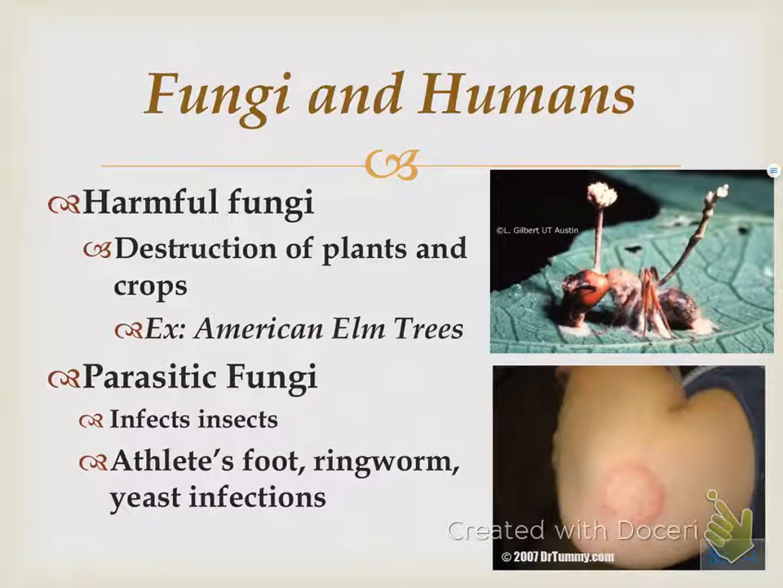But there are some other problems. So you have your harmful fungi. So destruction of plants and crops, like American elm trees. That's a big issue right now. And then parasitic fungi. So they actually infect insects like this ant up here, and we'll watch a video in class. And then you have things like your athlete's foot, your ringworm, your yeast infections.